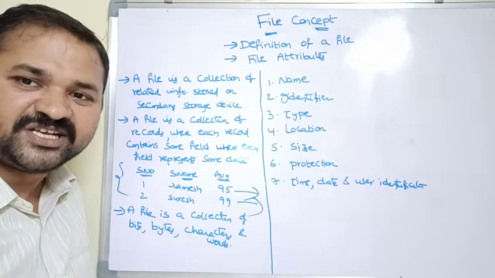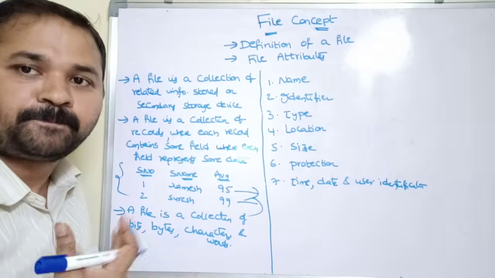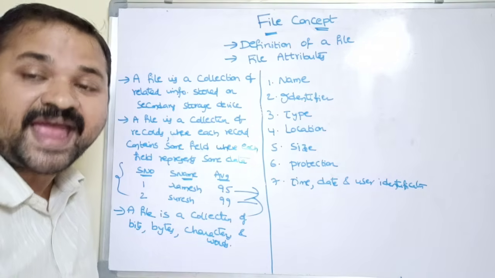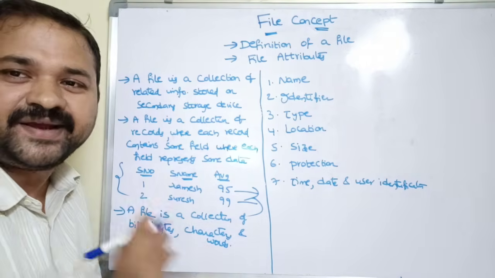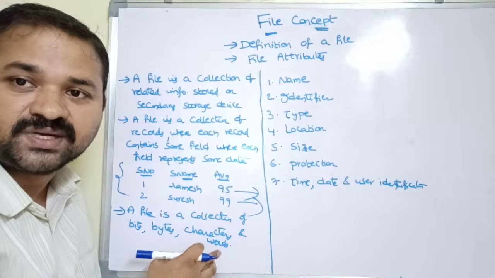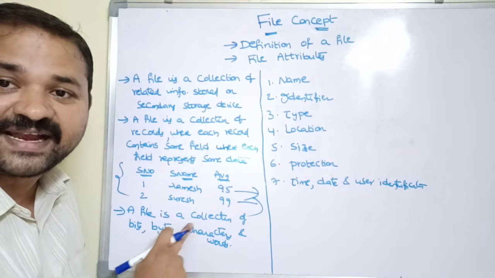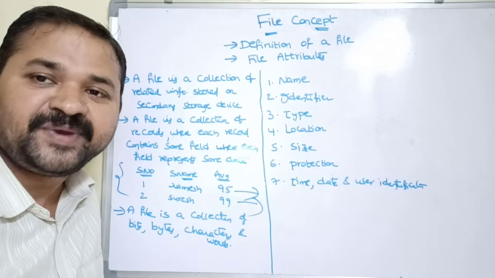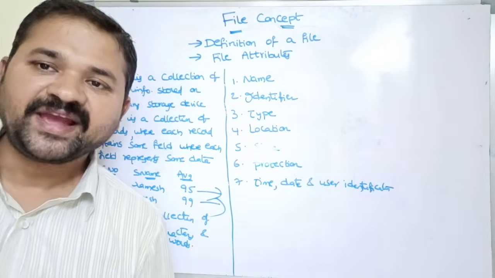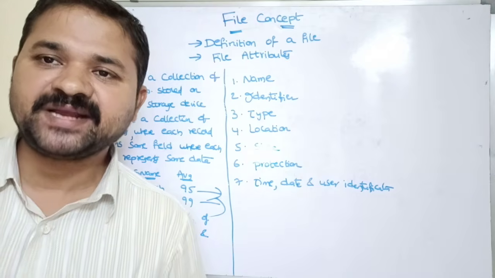Let's see one more definition. A file is a collection of bits, bytes, characters and words. So a file contains all this information. A file means a collection of words. Word means a collection of characters. Character means a collection of bytes. Byte means a collection of bits. A file may contain alphabets, digits and symbols.